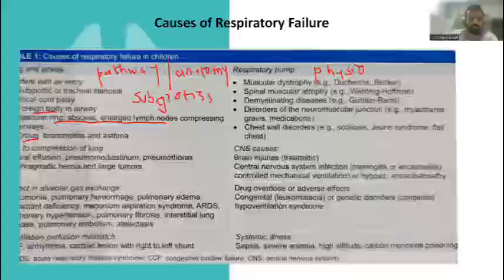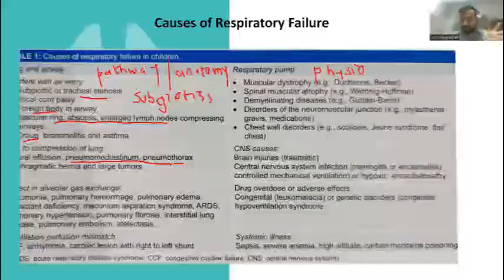Okay, so there might be tracheal stenosis or tracheal webs, or there might be external compression to the lung like tension pneumothorax or pneumomediastinum, or any mediastinal mass that is pressing on it. The most common mediastinal mass in the pediatric population is non-Hodgkin's lymphoma.